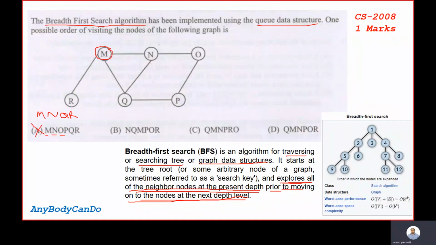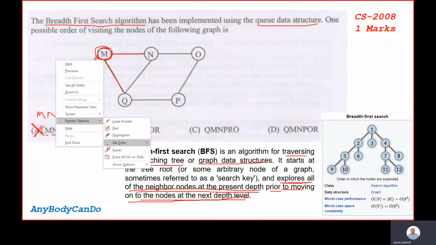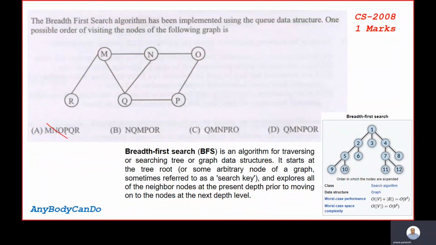In the breadth first search algorithm, we start from this node, which is M. Then we need to visit all the neighbors first. So N is the first neighbor, perfect. Then we need to visit either Q or R. But in this option, we start from M, then visit the neighbor N, and then visit the neighbor of the neighbor, which is O. That's why option A is wrong. Option A is not the correct answer.